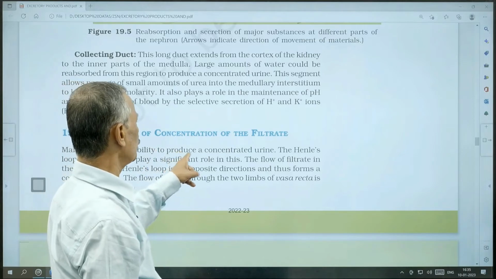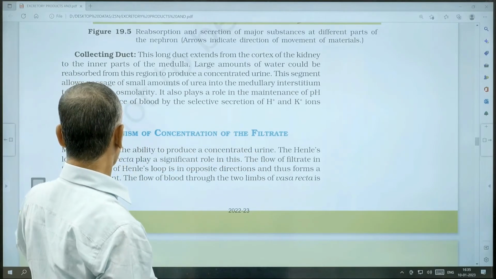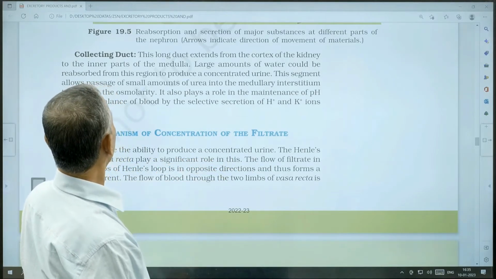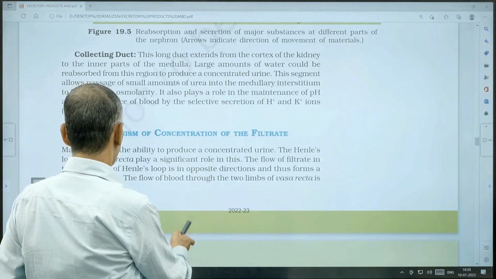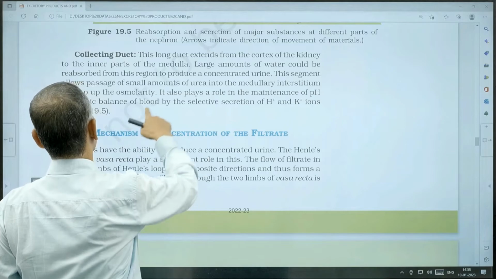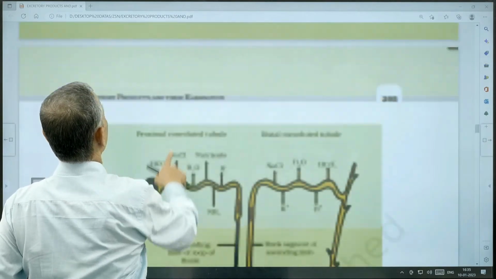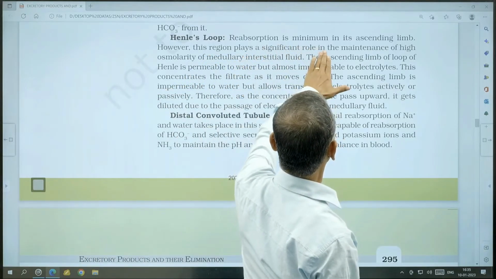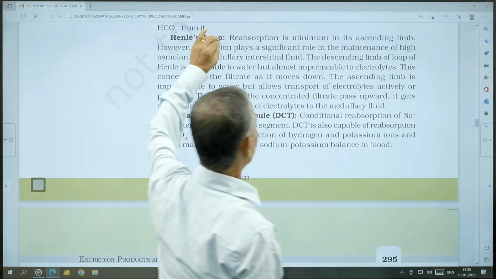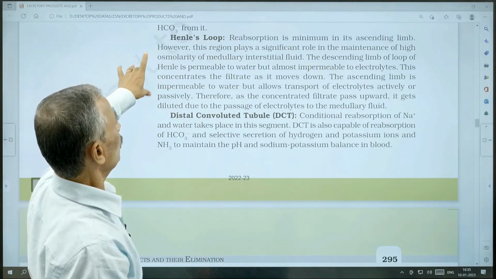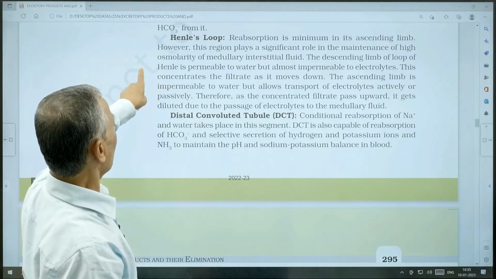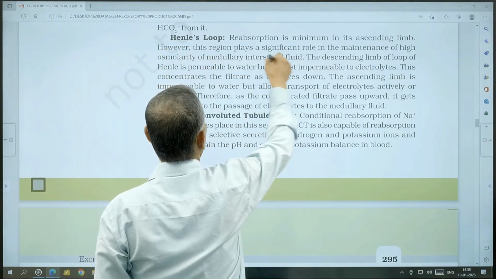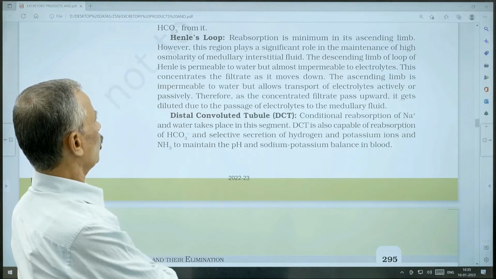Mammals have the ability to produce a concentrated urine, and Henle's loop and vasa recta play a significant role in this. Now you will understand what is the role of the Henle's loop. Henle's loop has no important role in maintaining the water level, salt level, etc. So, reabsorption is minimum in this ascending limb. However, this region plays a significant role in maintenance of a high osmolarity of the medullary interstitial fluid. You got it?